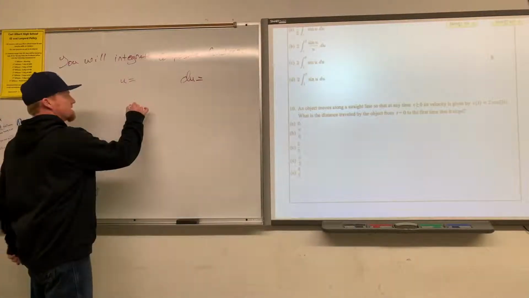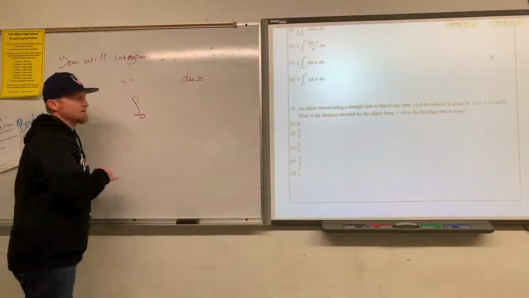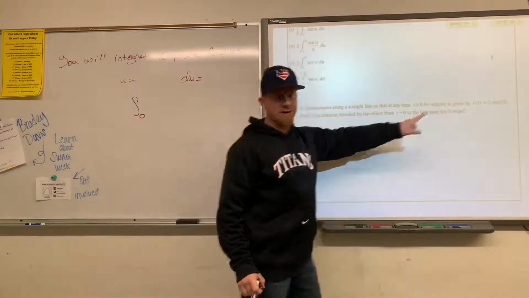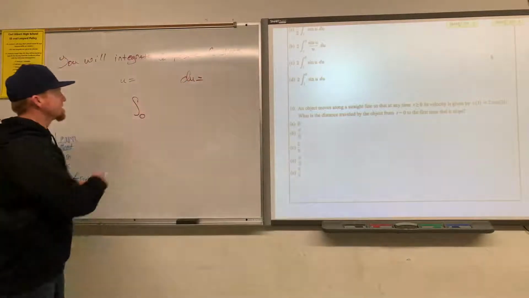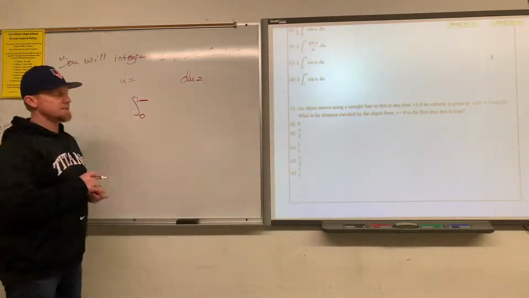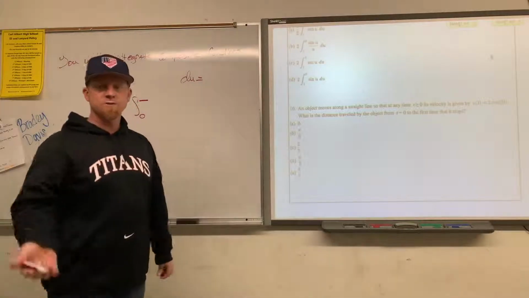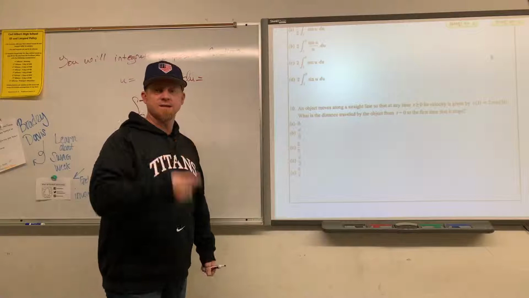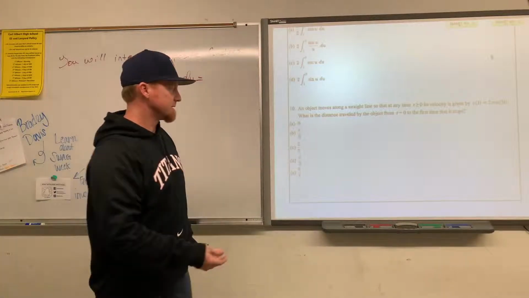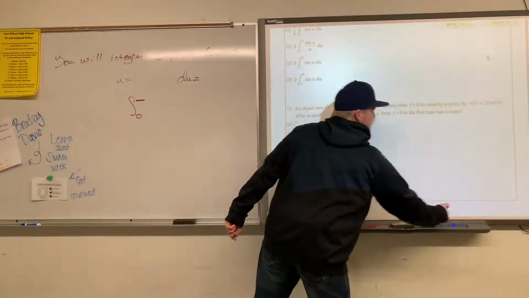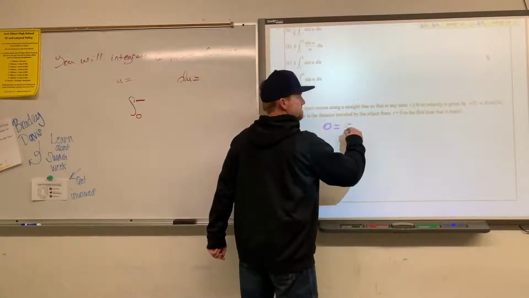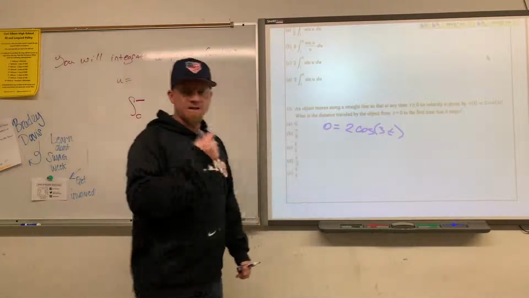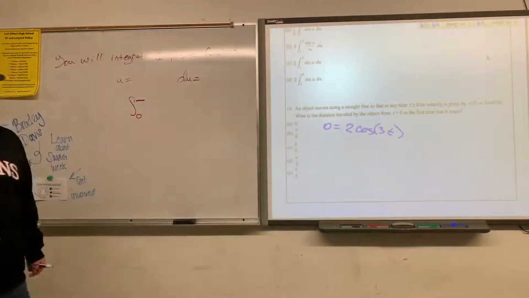So we know we're going to have to integrate from 0, because it says from t equals 0, and then to the first time it stops. So we've got to figure out where it stops. Okay, and we've got to use the velocity function to figure out where it stops, because we know that velocity equals 0 anytime a particle is stopping. So I need to set velocity equal to 0 and solve for t, and that tells me where it's going to stop.